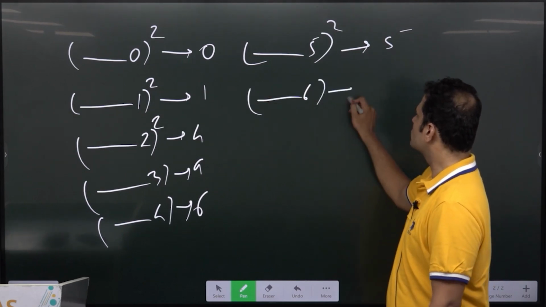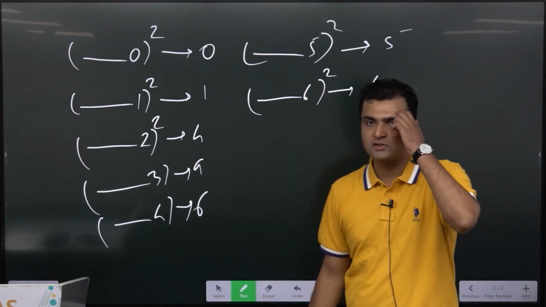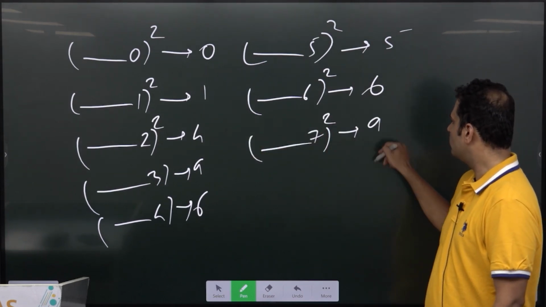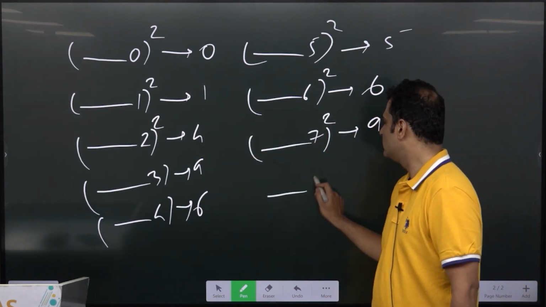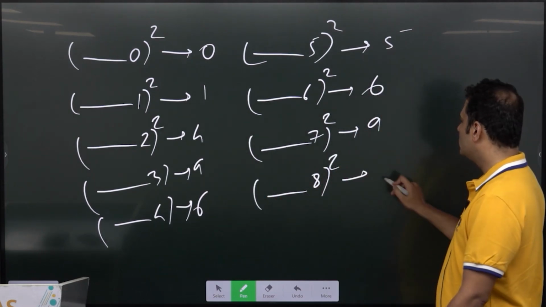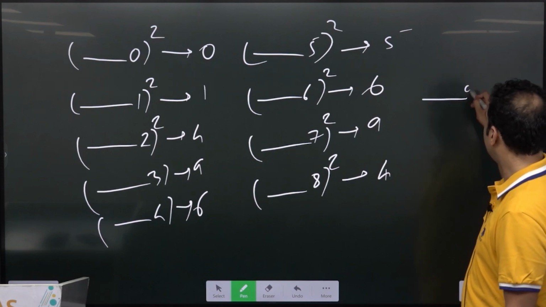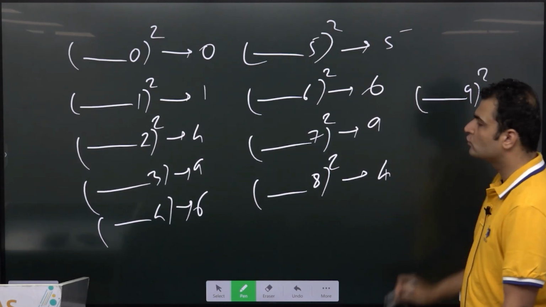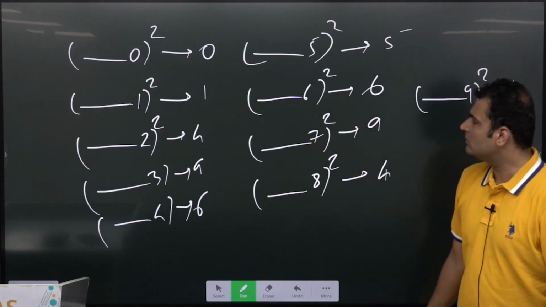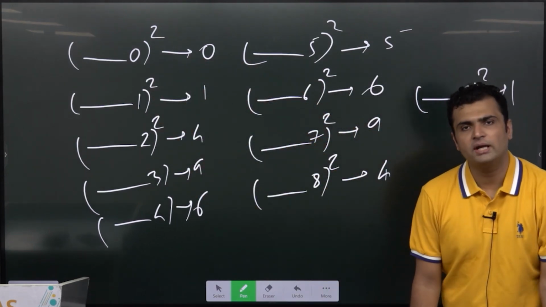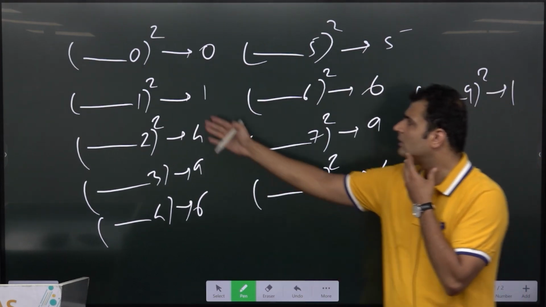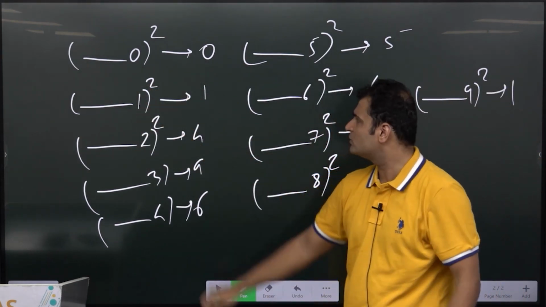6 squared is 36, so at the end 6. For a number ending in 7, 7 squared, 7 sevens are 49, and the units place is 9. If we have a number ending in 8, 8 squared is 64, so 4. Then a number ending with 9, squared is 81, so 1. And then it becomes 0 again, 0 we have already taken. So these are all the possibilities. For any integer in the world, if we take its square, then the units place of those square numbers will always be one among them.